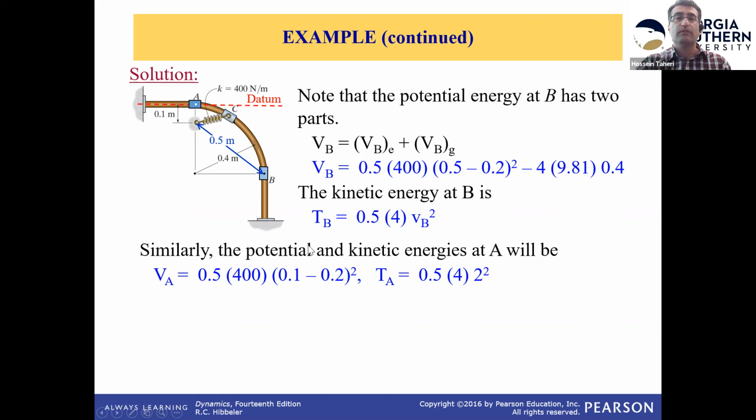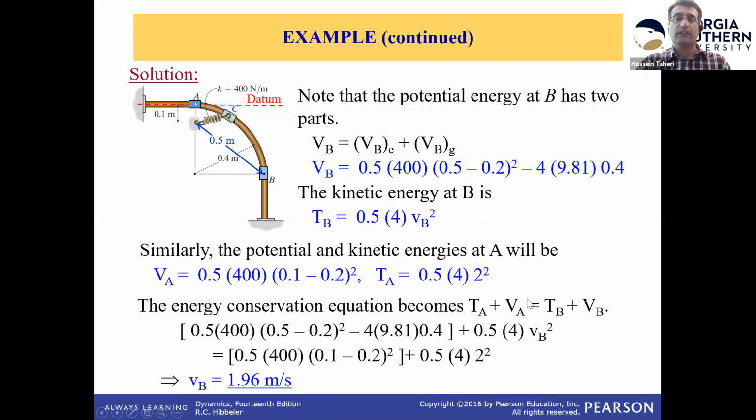Now, the sum of all energies at point A must be equal to that at point B. If you write it down, TA plus VA, all the energies at A, equals all the energies at B. Let's plug in everything that you have here. You can see the only unknown variable is the velocity at point B, and from this you can find that the velocity at point B equals 1.96 meters per second.